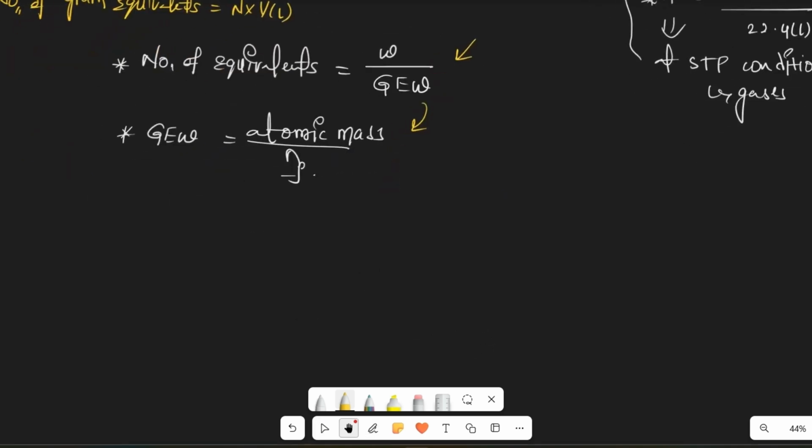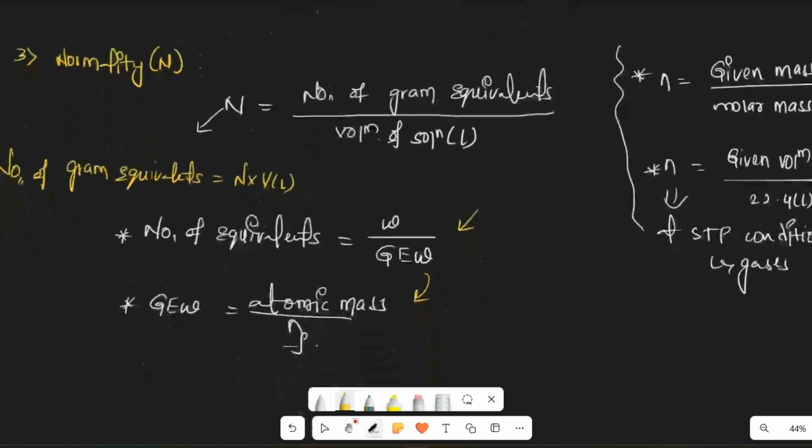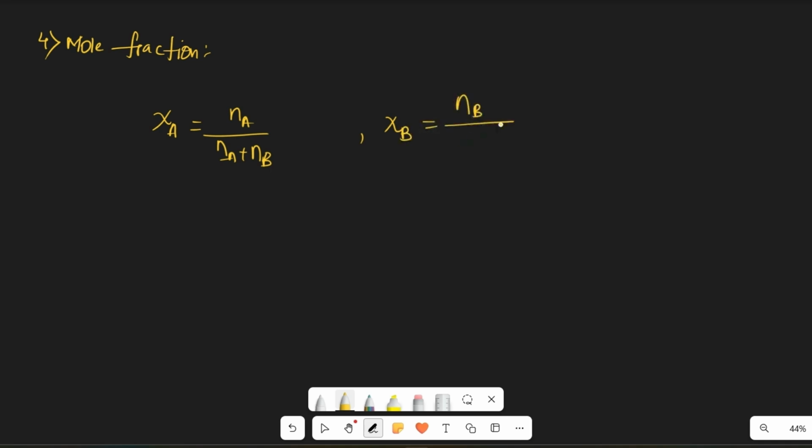And now let's discuss one more concentration term, which is mole fraction. Mole fraction is a simple topic. Generally, the mole fraction of A, the formula we can write as moles of A by total number of moles. Let's say two components are there, A and B. A is a solute and B is a solvent, whatever. Total number of moles is number of moles of A plus number of moles of B. And mole fraction of B is number of moles of B by total number of moles.